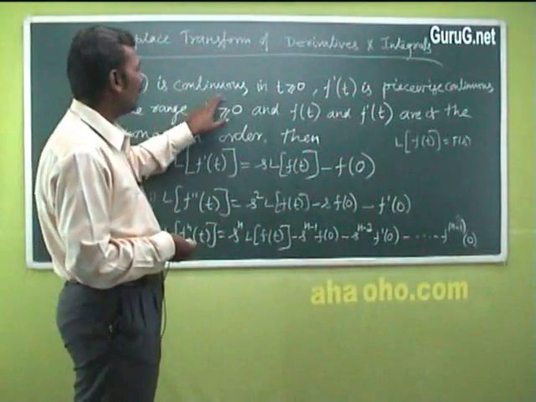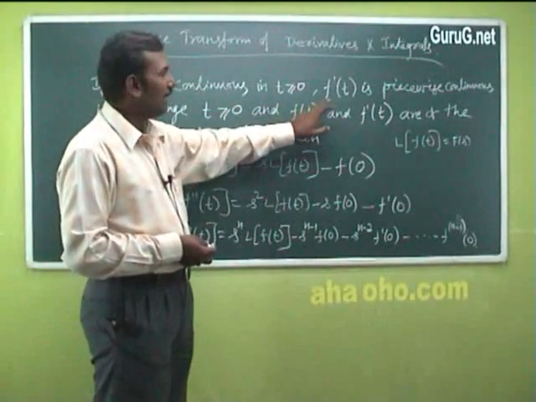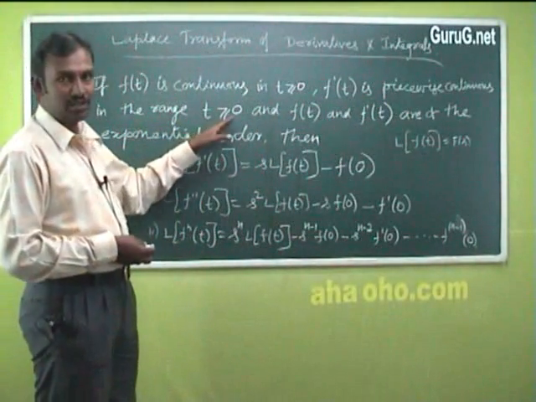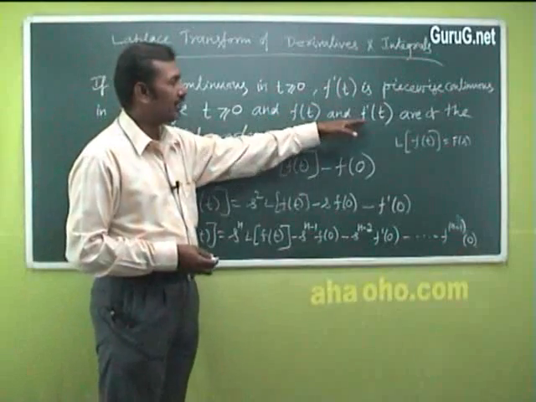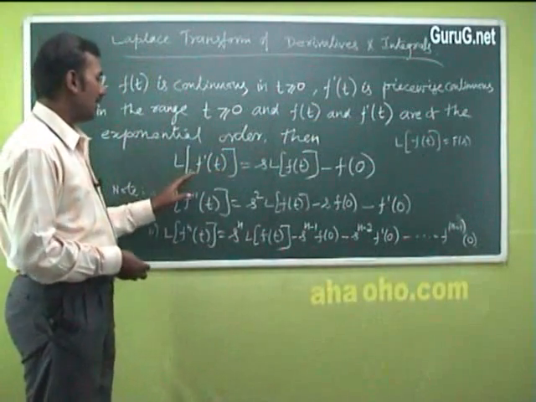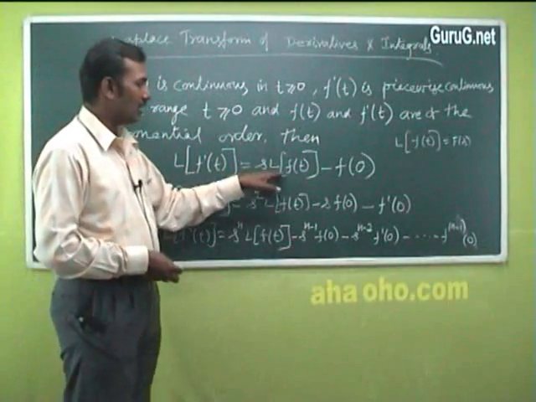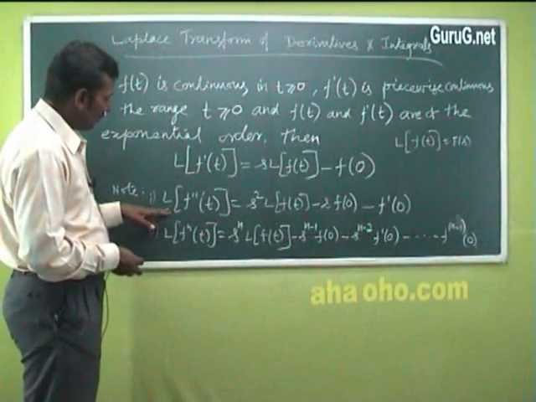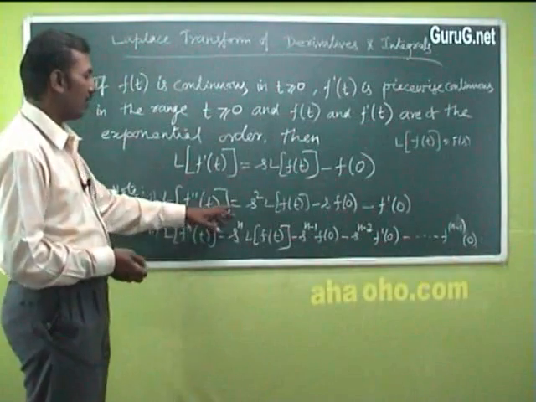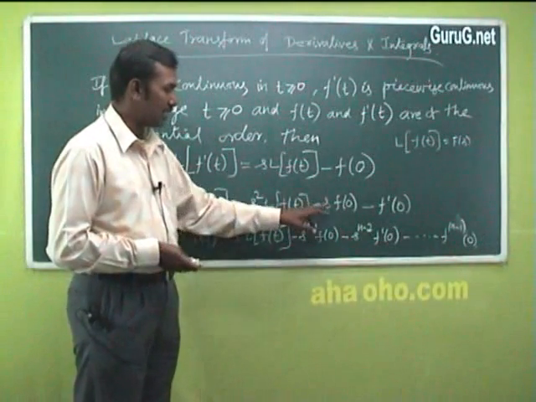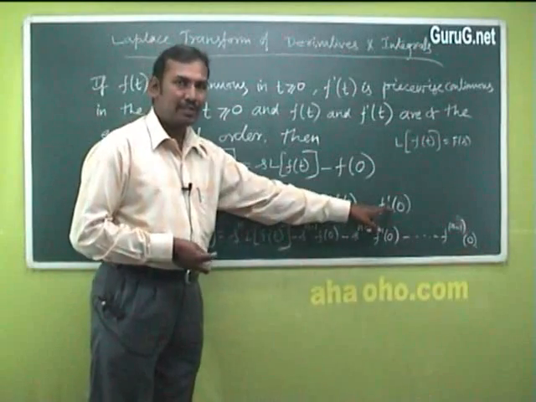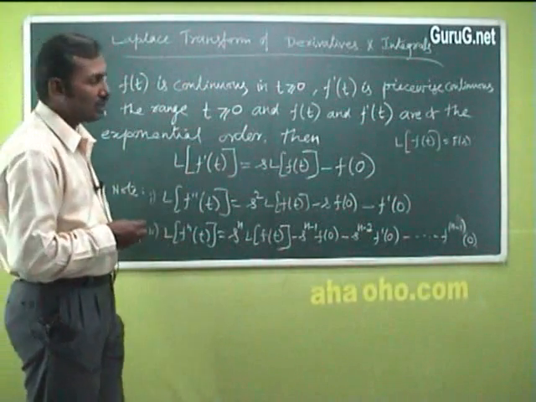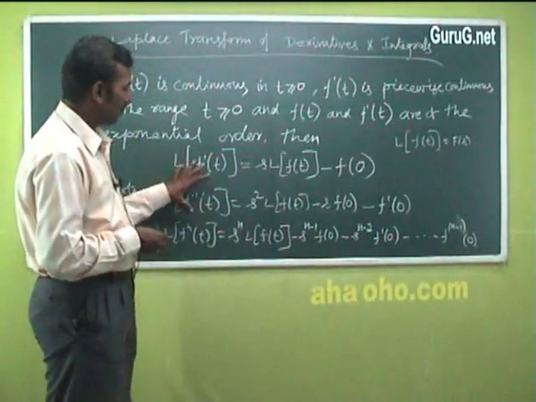So if f of t is continuous in the interval t greater than or equal to 0, f dash of t is piecewise continuous in the range t greater than or equal to 0, and f of t and f dash of t are of the exponential order, then L of f dash of t equal to s into L of f of t minus f of 0. And then see this result, L of f double dash of t equal s squared L of f of t minus s into f of 0 minus f dash of 0. You remember this result, it's a very important result. We are applying this result in solutions of linear differential equation, right? You simply remember this result.